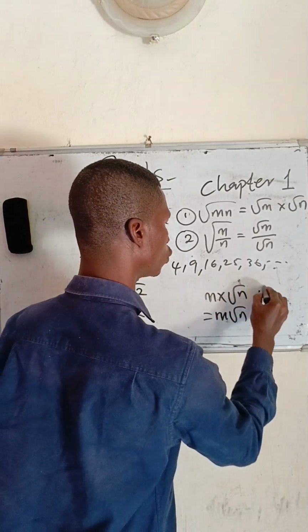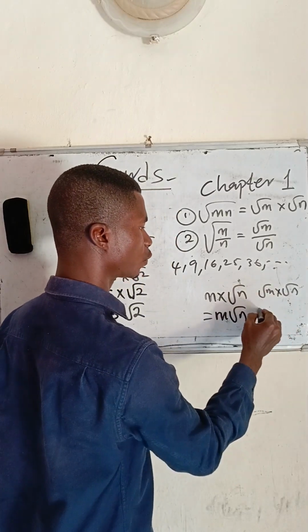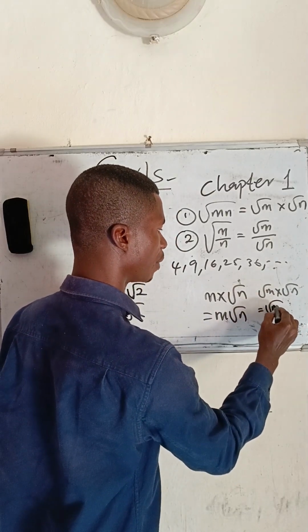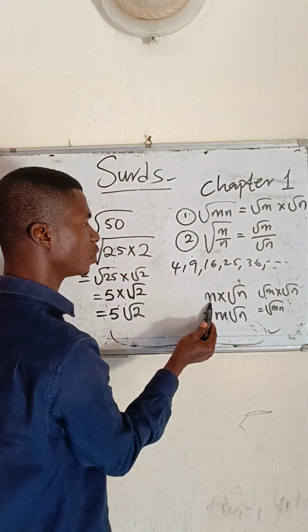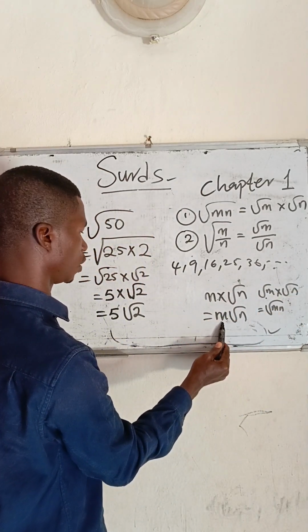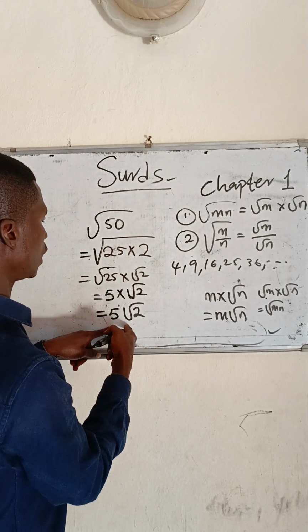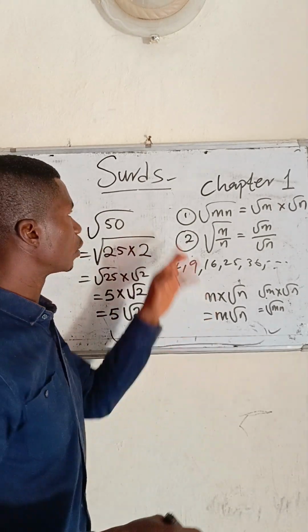But assuming this is root m times root n. Are you seeing this now? In root form, you can now say root of mn. You can multiply it because this one has a root and this one has a root. But when there is no root on this one and this one has a root, you can't multiply this and this. You keep this one outside this way. So that is it. This is the first step as a beginner that wants to learn surds.